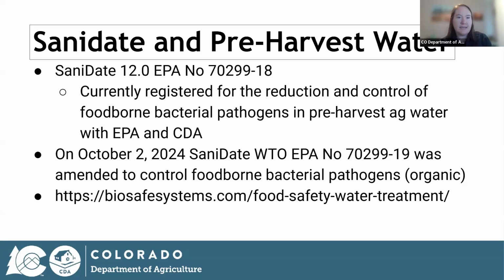I will also be sending this link in a follow-up email. This is just a link to the labels for these Sanidates. So if you wanted to see the full EPA label, you can read it there to get a better understanding of how you can use Sanidate for your pre-harvest ag water. But this was very exciting because up until then, there really wasn't a solution as far as treating surface water.